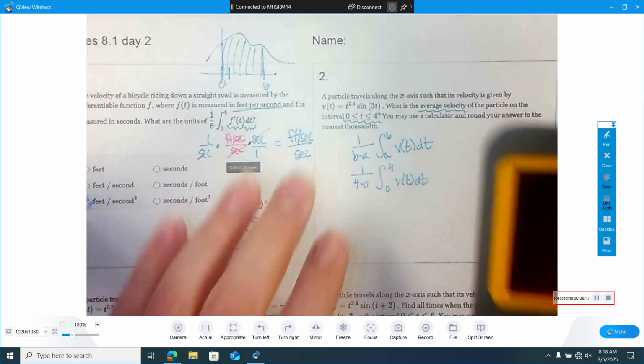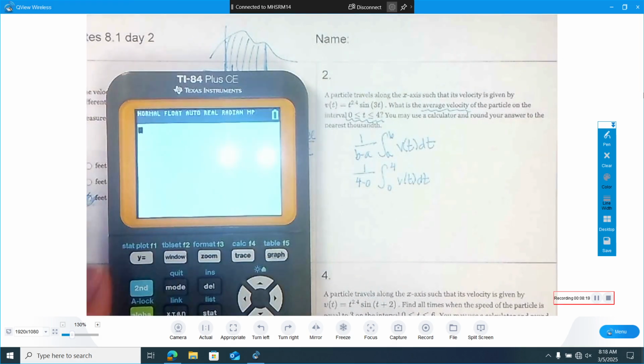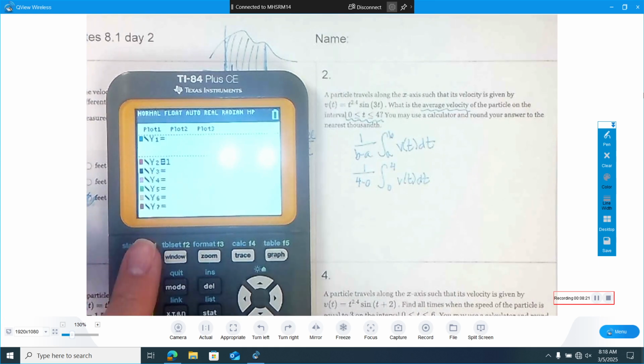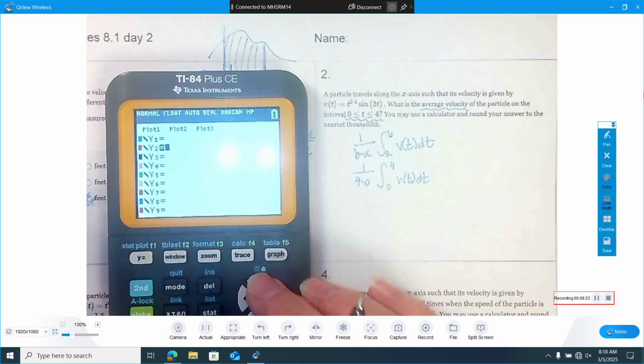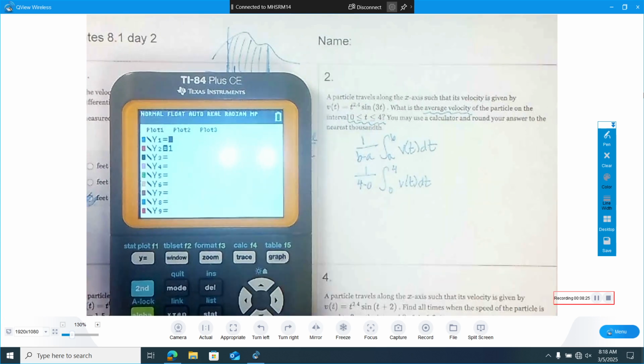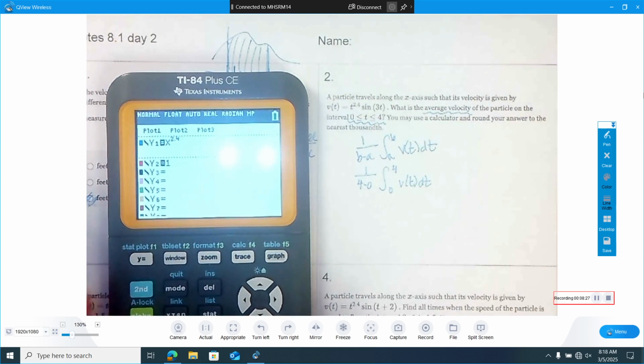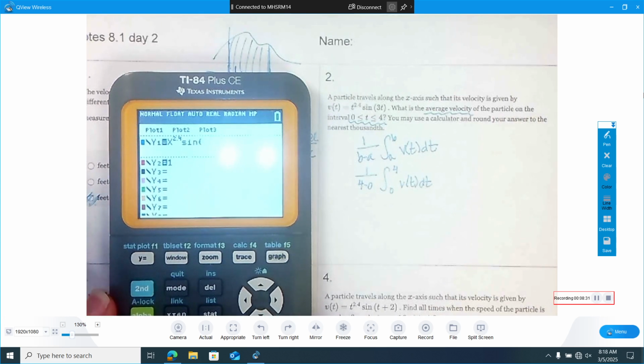We can type this into our calculator a bunch of different ways. I'm going to go ahead and put our equation in y equals. So we're going to go to y equals, and we're going to type in t to the 2.4, or in this case, x to the 2.4, sine of 3x. And again, making sure you're in radians, because otherwise your answer will be entirely messed up.